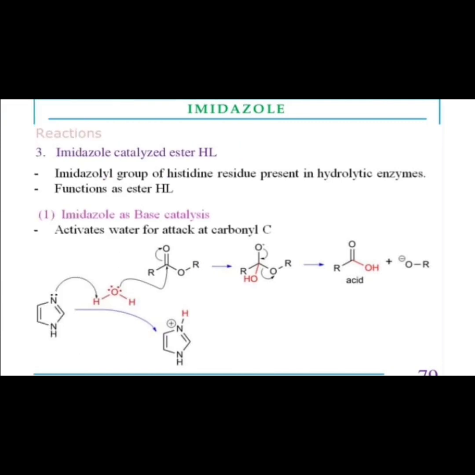Now see imidazole-catalyzed ester hydrolysis. The imidazole group of the histidine residue present in hydrolytic enzymes functions in ester hydrolysis. Imidazole as a base catalyst activates water for attack at the carbonyl carbon. Here the imidazole lone pair of nitrogen abstracts this hydrogen atom. In the next step the lone pair of oxygen attacks the carbonyl group and here is the O-. This O- reverts back and this carbon-oxygen bond breaks, forming the acid as this structure and the side product is the O-R.